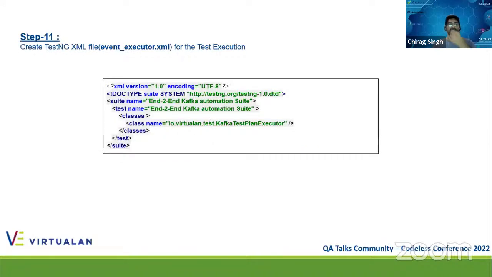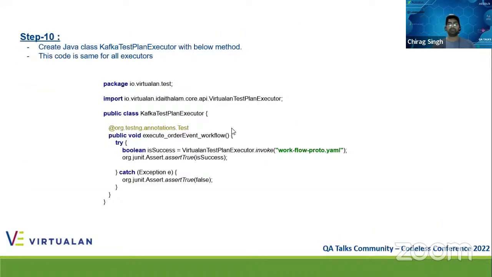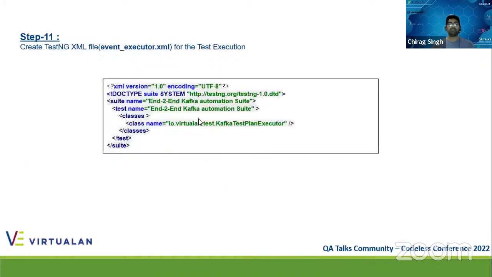And this is our testng.xml. In this testng.xml, this is the event executor.xml. So we have to give the class where we have created our @Test annotation method. This is the file which we have created, and we have given this class file here to execute through our testng.xml.